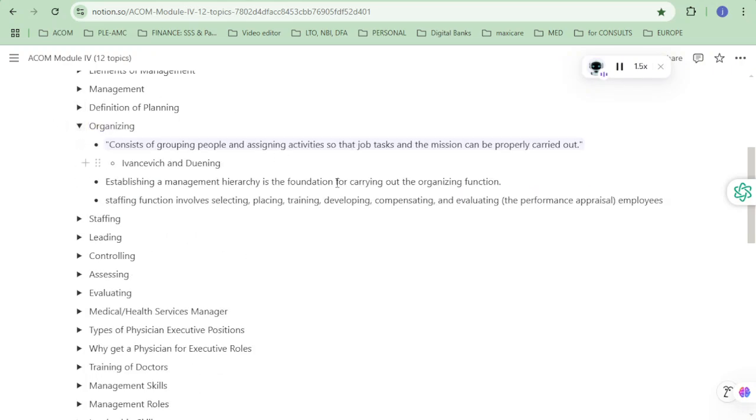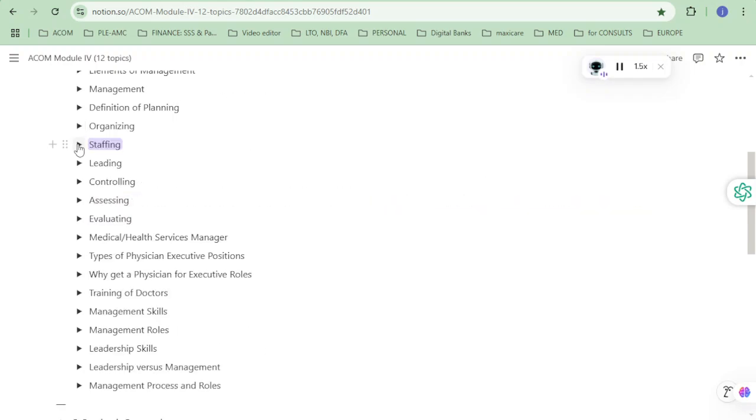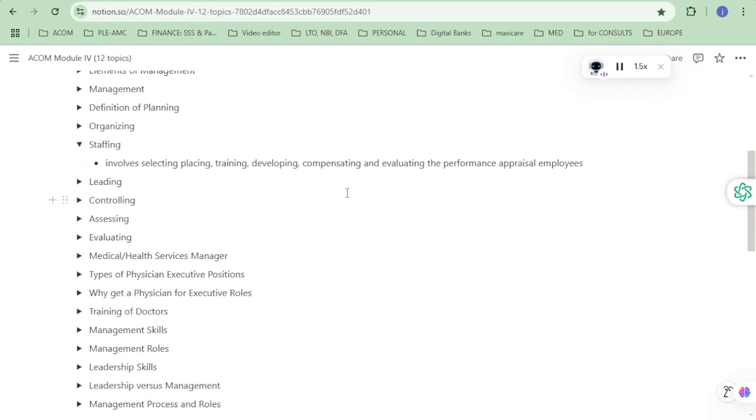Organizing consists of grouping people and assigning activities so that job tasks and the mission can be properly carried out. Ivancevich and Duening: establishing a management hierarchy is the foundation for carrying out the organizing function. Staffing function involves selecting, placing, training, developing, compensating, and evaluating the performance appraisal of employees.